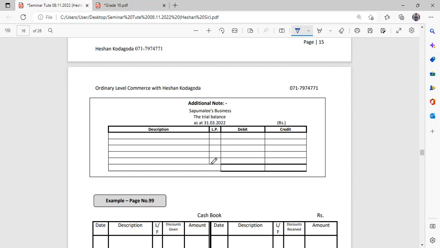Okay, this is how we can record the trial balance. Better you write the balances and get the total summation of both the debit side and the credit side. Tell me the answers, right?